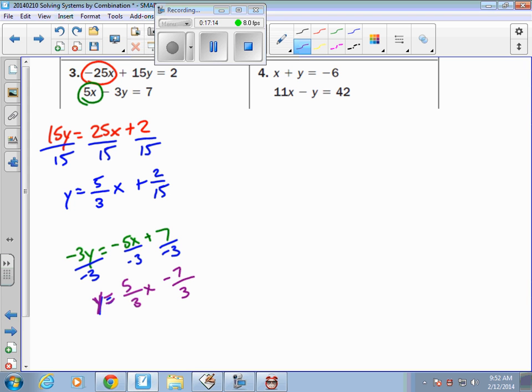So compare the slopes of both of these. Your slope of the first equation is 5 over 3. Your slope of your second equation is 5 over 3. So they have the same slope. So these are potentially parallel lines.